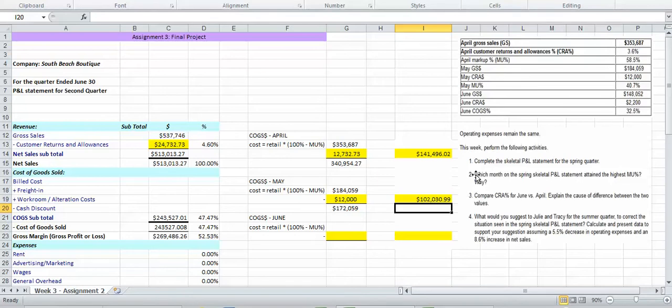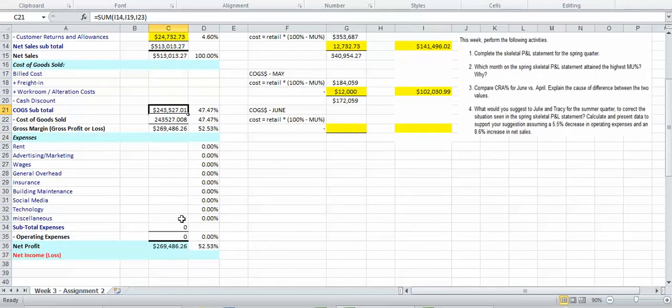June is basically the same thing. Your check figure here should be 98,450.10. Your total COGS, cost of goods sold, should be 341,977.11.